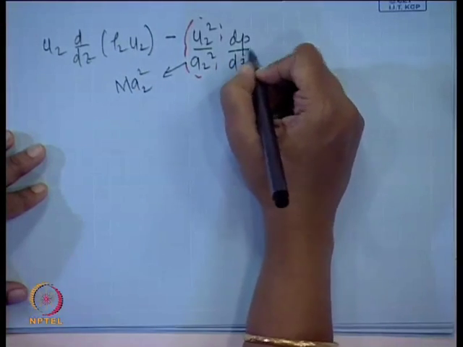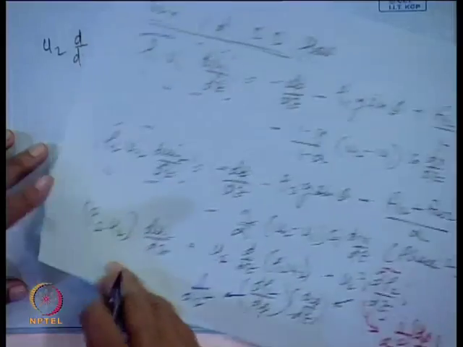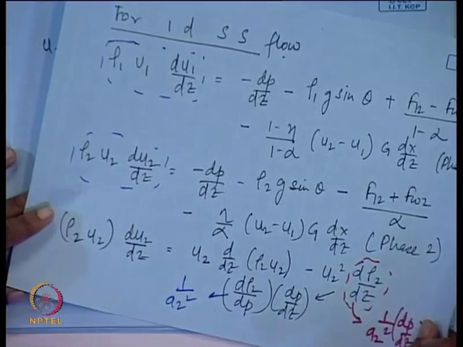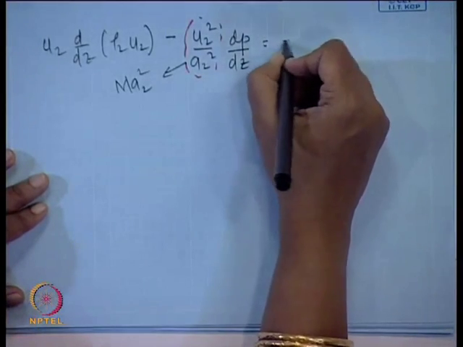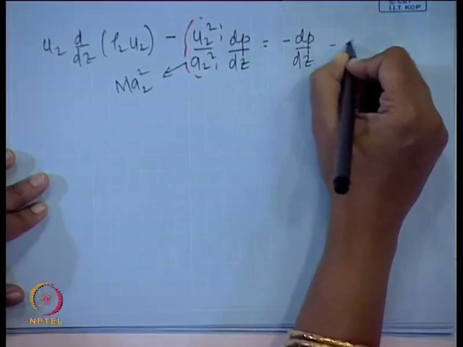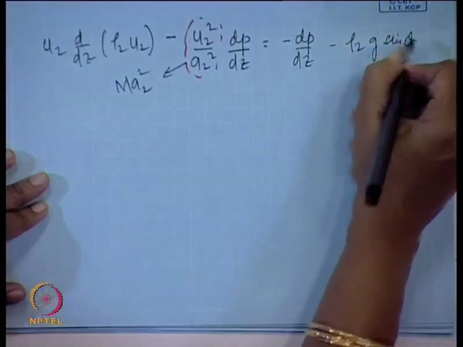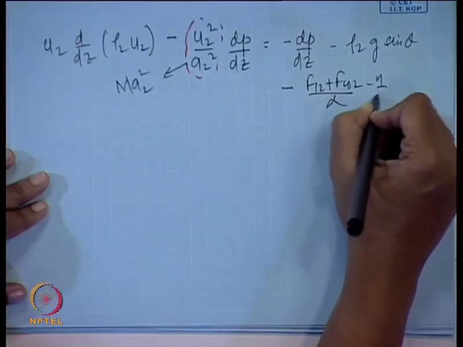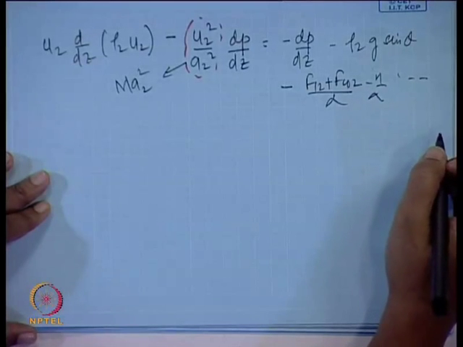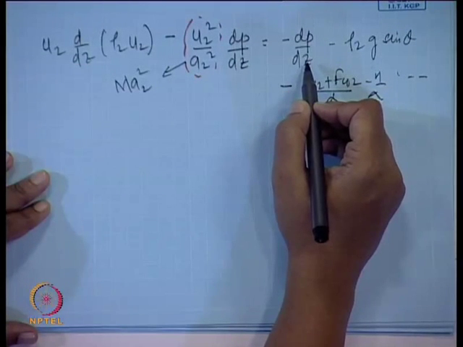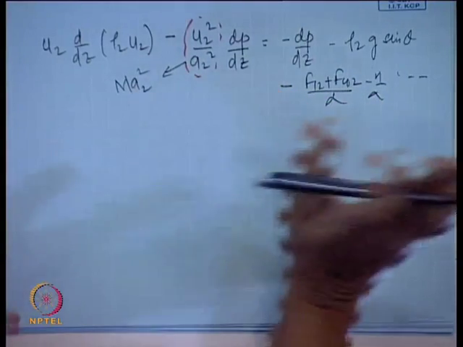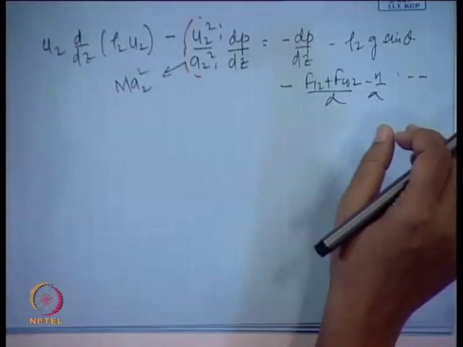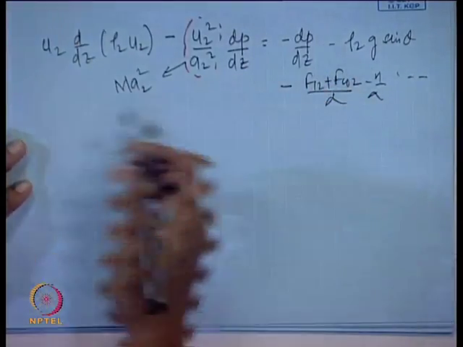So, this into dp dz is nothing but equal to minus dp dz into whatever the rest of the things that were written down, is it not? So, this is equal to minus dp dz minus rho 2 g sin theta minus f 12 plus f w 2 by alpha minus eta by alpha and all those terms which are there. Fine. Now, I can bring both the dp dz terms on one side, the same thing which I have been doing for all the derivations. So, I can bring it on one particular side, and on doing so, what do I get?